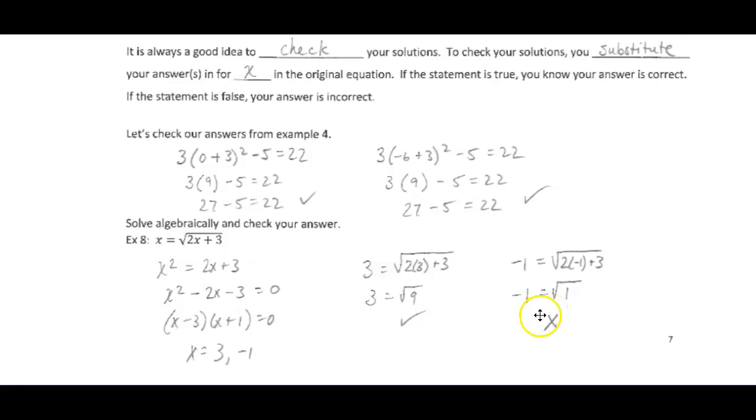So whenever we're squaring to solve, if we're squaring a variable, usually we're going to end up with an extra solution that we don't need. Not always, but that's why we have to check. So the only actual answer to this problem was x equals 3.